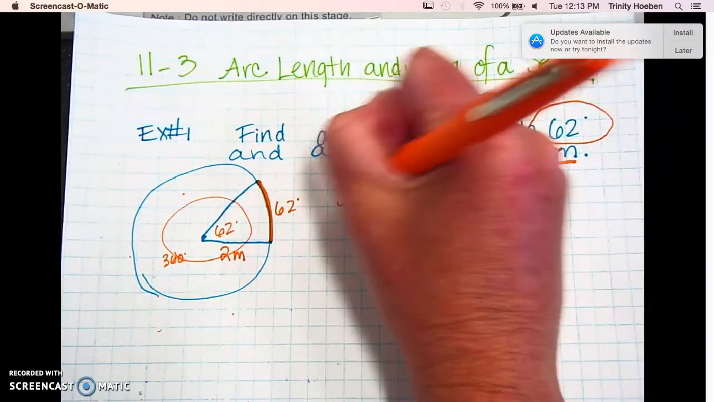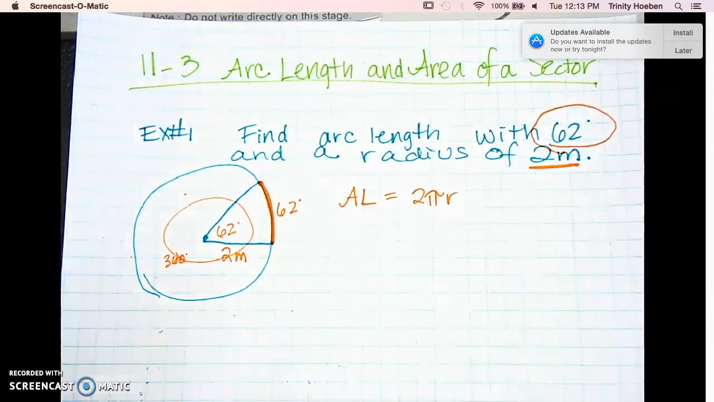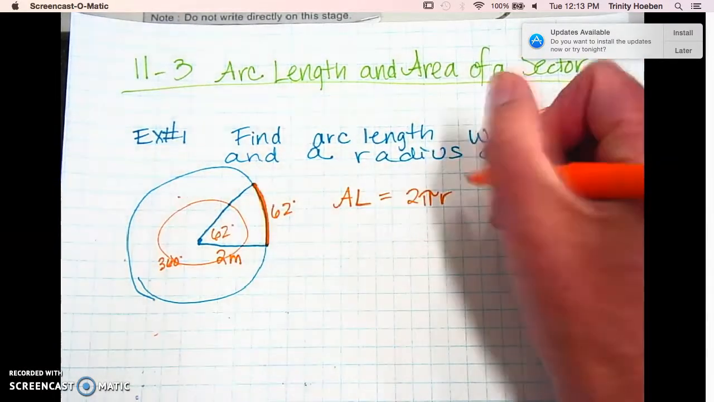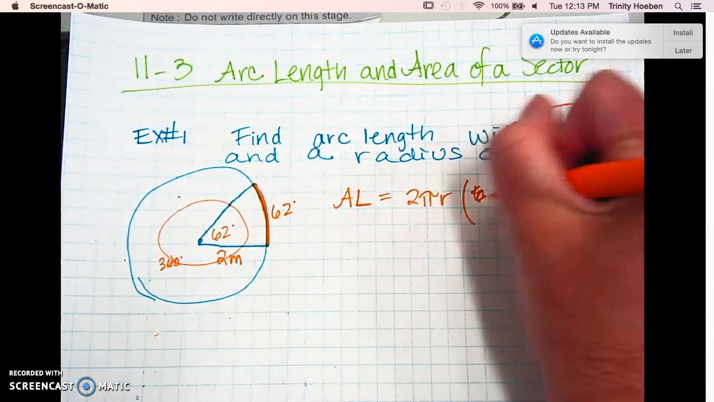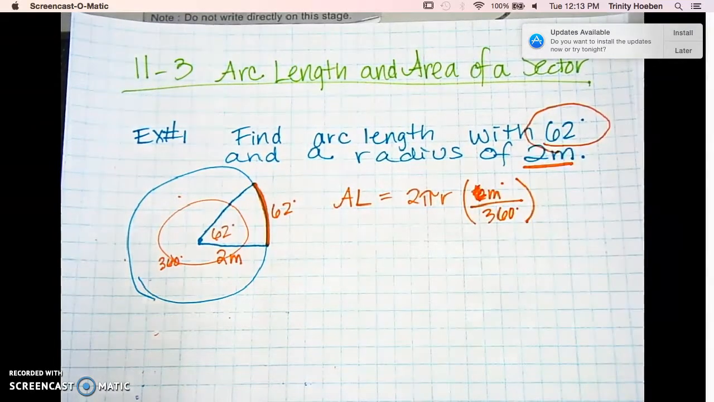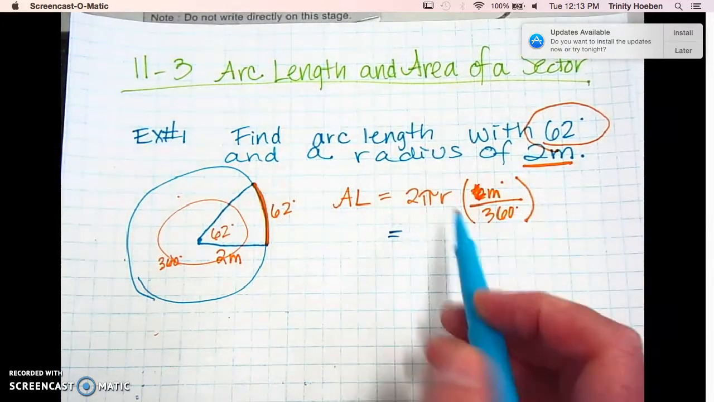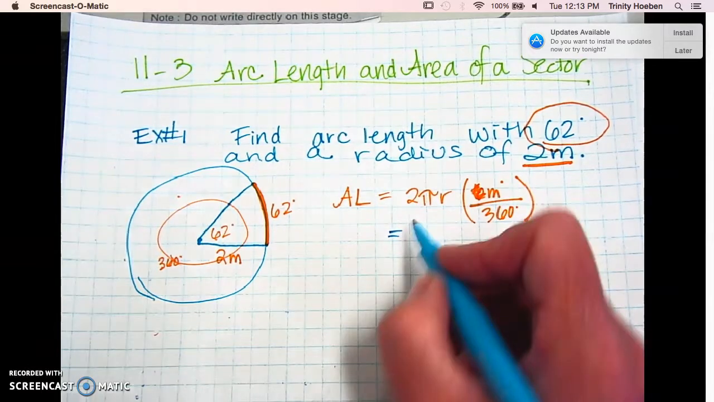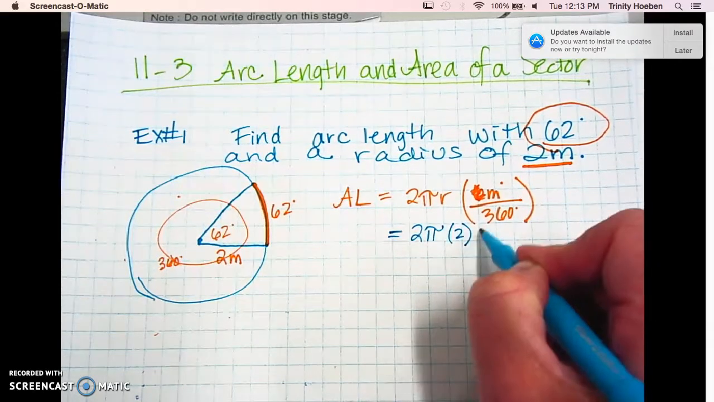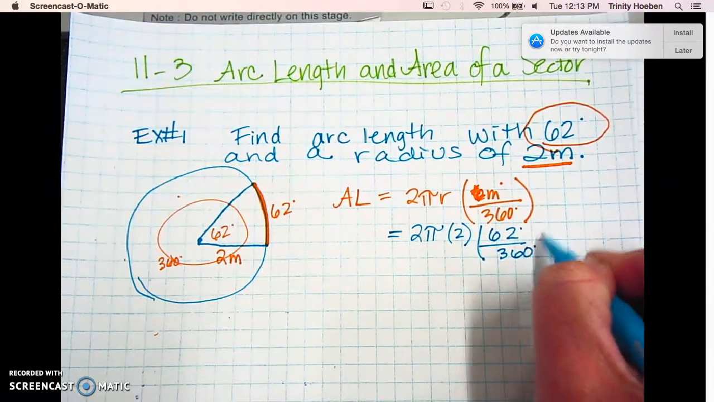So we look on our formula sheet and we see that the arc length formula is 2 pi r. 2 pi r is just the circumference of a full circle, but we only want this portion of it. So we're going to say the measure of the angle over 360 degrees. Now we're going to plug in our 2 values, the radius and the degree angle. So we're going to have 2 pi times the radius, which is 2, times the measure of the angle, which is 62, over 360.